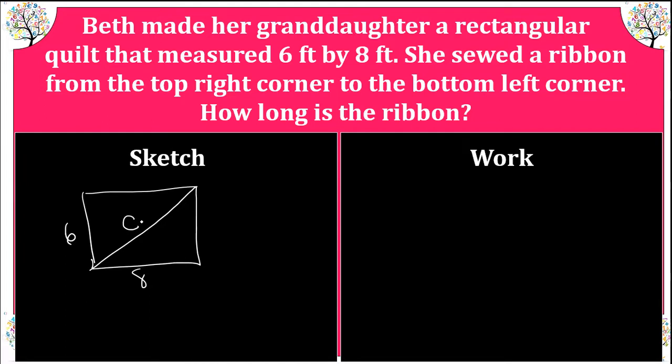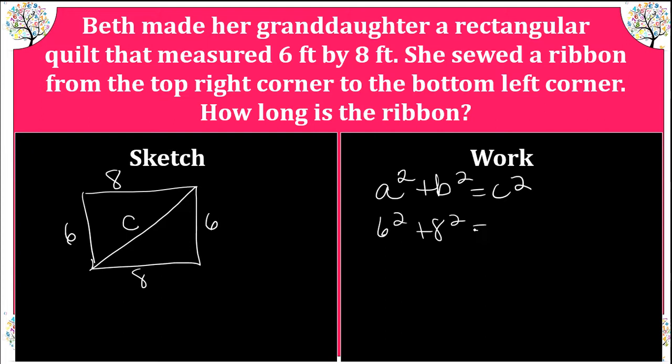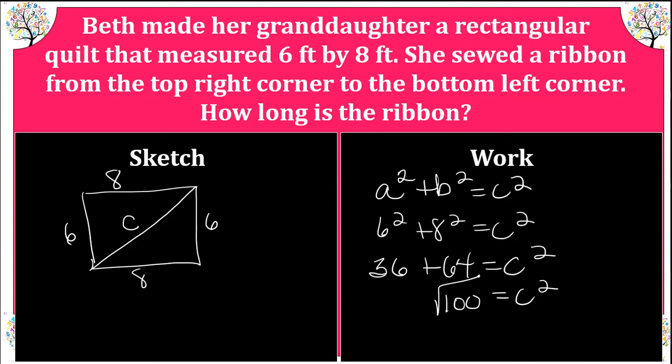The diagonal of a square or a rectangle is always the hypotenuse. So we have a leg of 6, a leg of 8. We're finding the diagonal. And the diagonal, the ribbon, is 10 feet long.